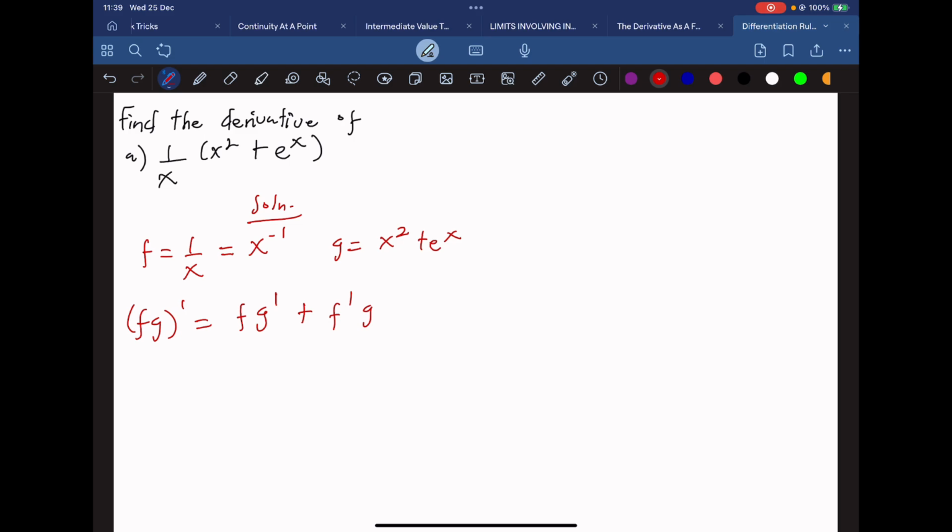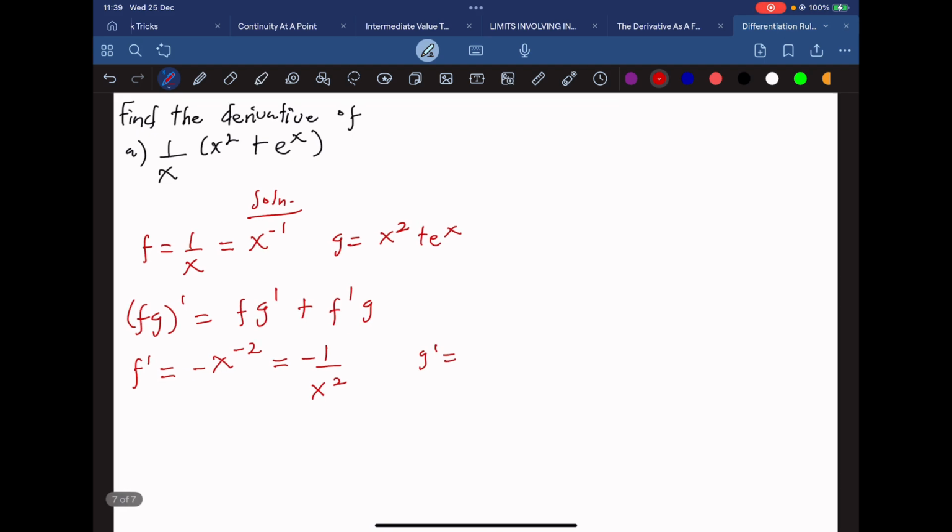So we have to find f prime and g prime. Now f prime, using the power rule, negative 1 comes down, we have x, then we subtract 1 from the exponent, so we have negative 2. Remember, this is also the same as negative 1 over x squared. For g prime, using the power rule, we have 2x plus, now whenever you differentiate an exponential function, e to the x, you always end up getting the same thing. So e to the x is the same as e to the x.